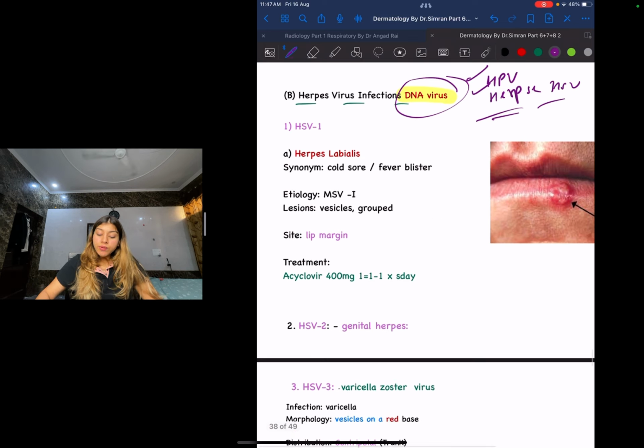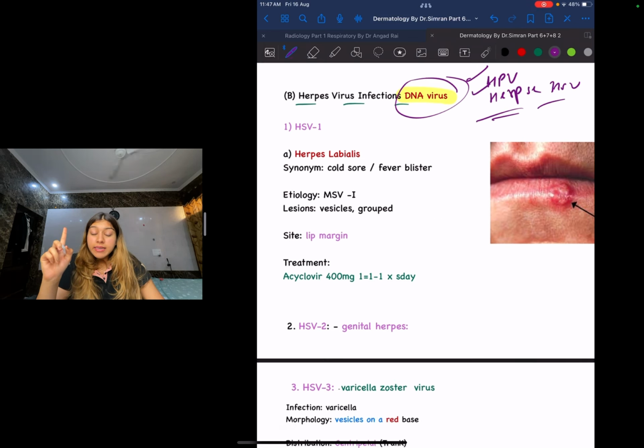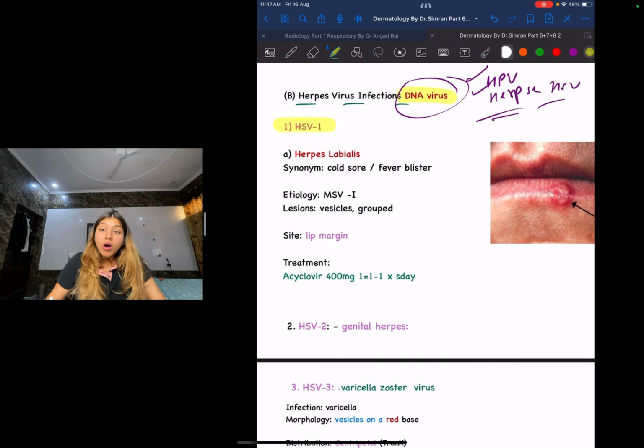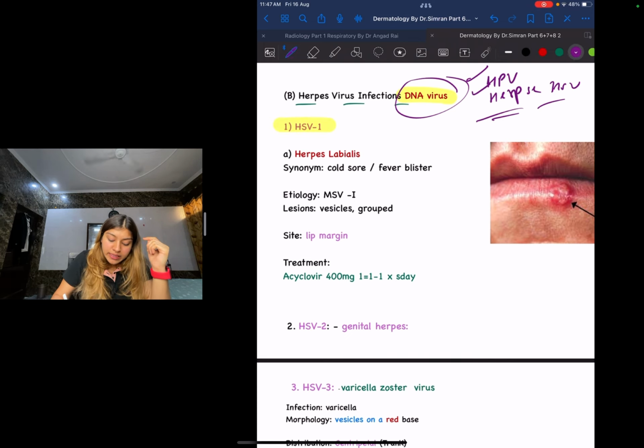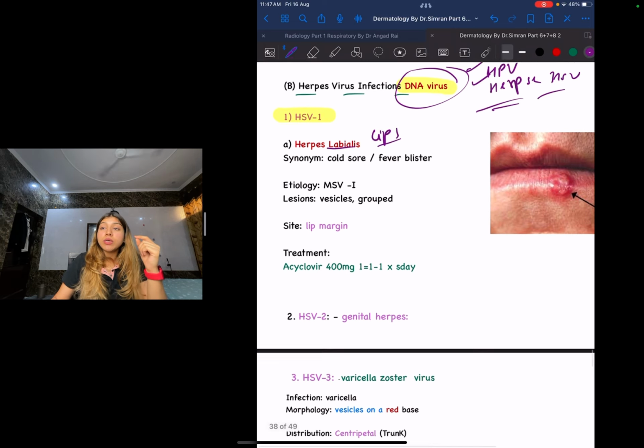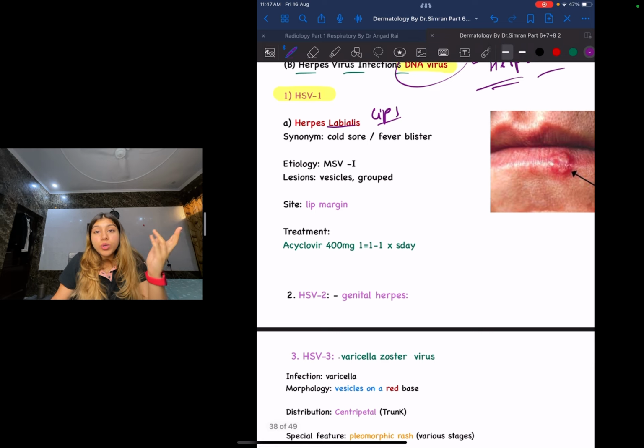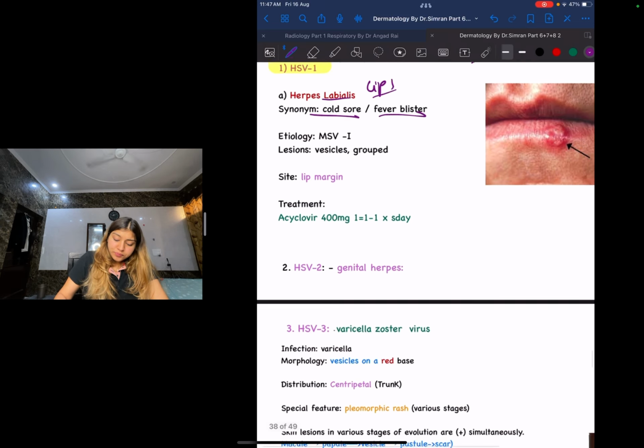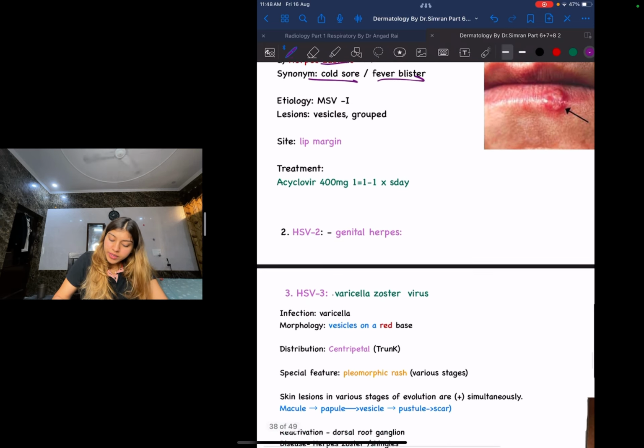So let us first talk about herpes simplex virus type 1. Again, herpes simplex virus type 1, guys, causes herpes labialis. The word labialis means your lips, okay? Labialis means your lips. So herpes labialis, or what do we also call it? We can call it colds or fever blister. Fever blister, okay?